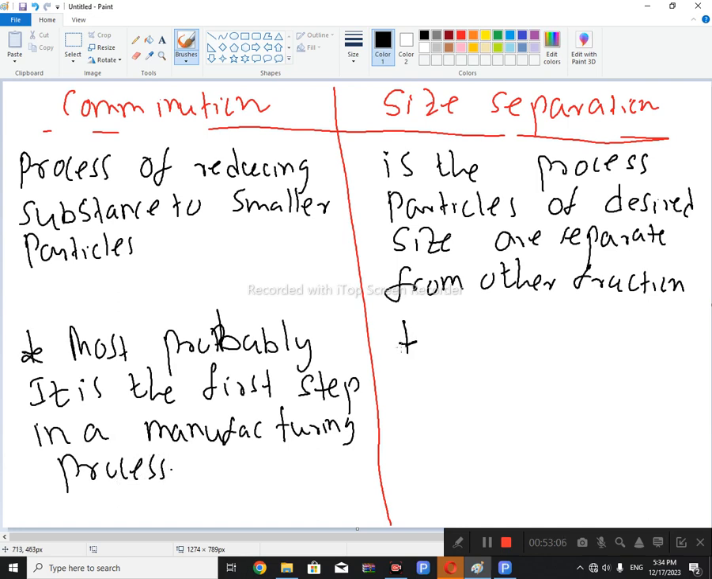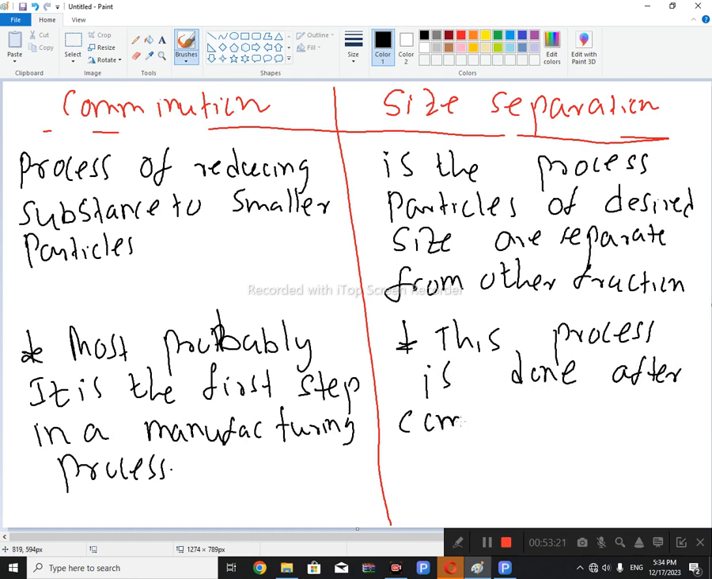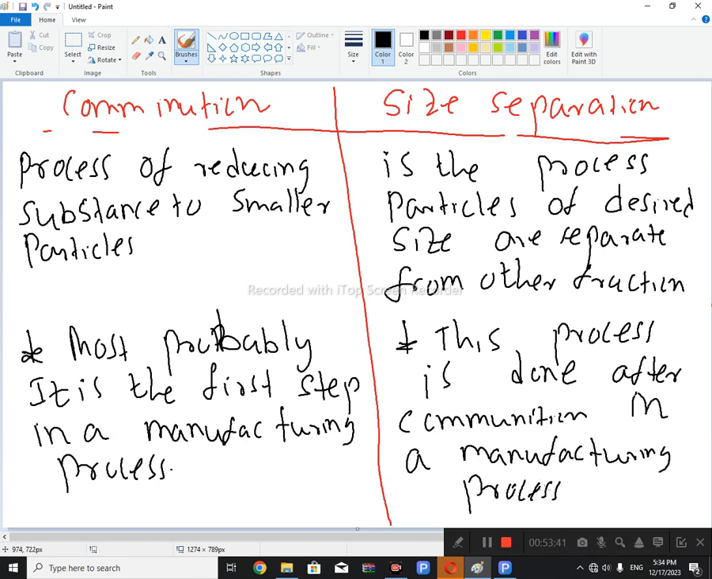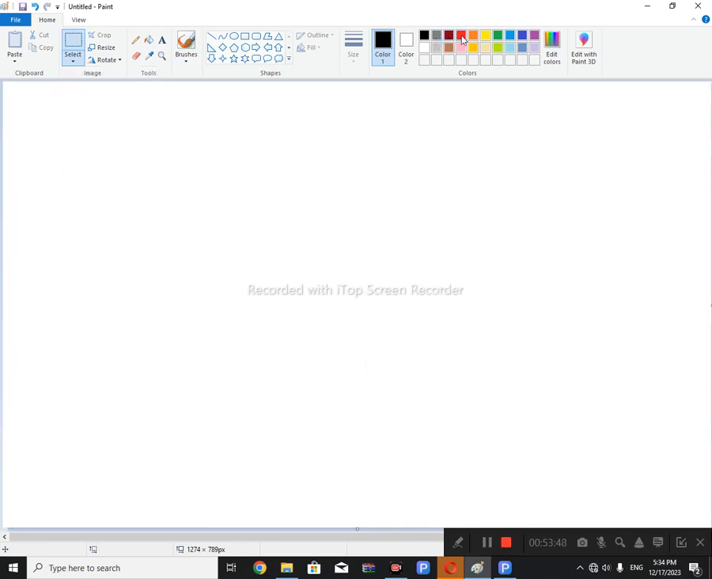Size separation is done after combination in a manufacturing process. Combination, size separation.